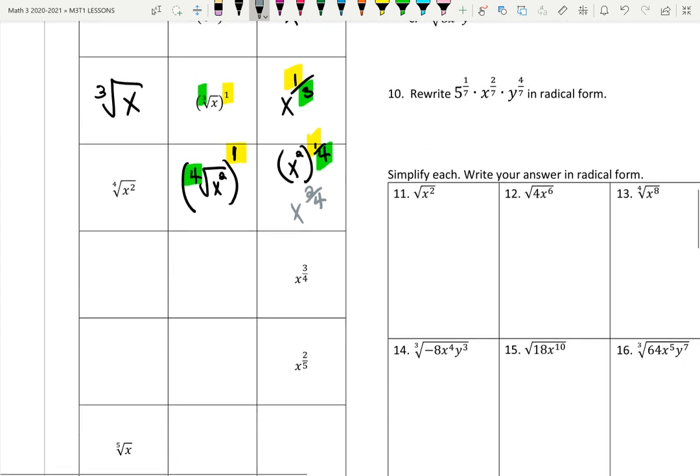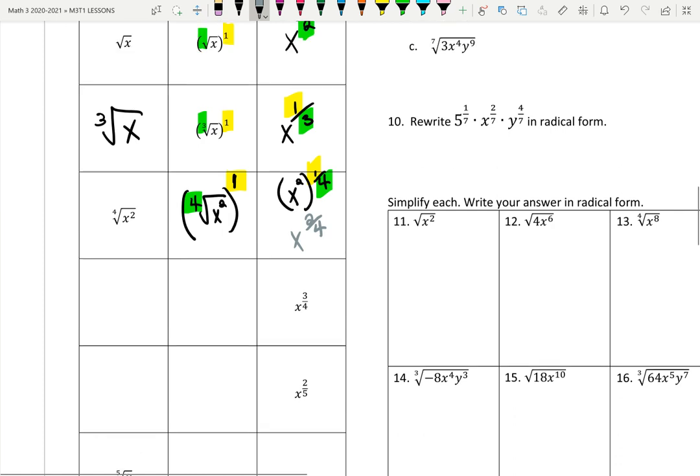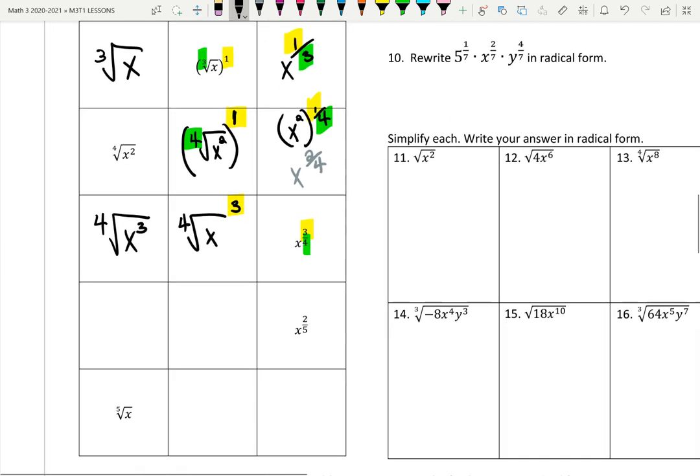Now going backwards, if I gave it to you as a rational exponent, I would know the denominator tells me the root of the radical, and then it's going to be to the third power, and then just x. What is this going to be? Well, this is just the fourth root of x to the third. Both of those are equivalent.